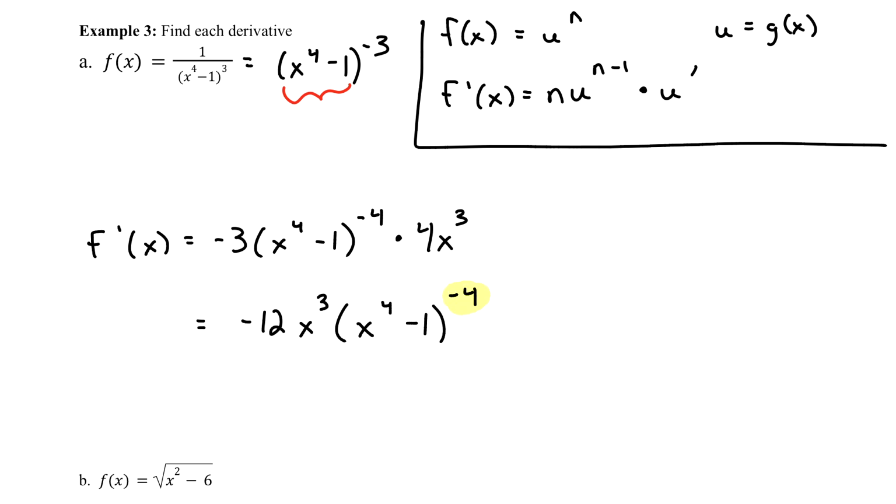I'm not a fan of negative exponents. I think they're difficult to work with, and I think there will come a time in which we're going to want to rewrite with positive exponents. It's going to make the rest of our problems easier. So I'm going to take a step just to rewrite this as negative 12x to the third power divided by x to the fourth minus 1 raised to the fourth power.